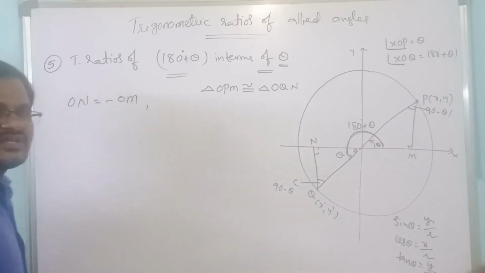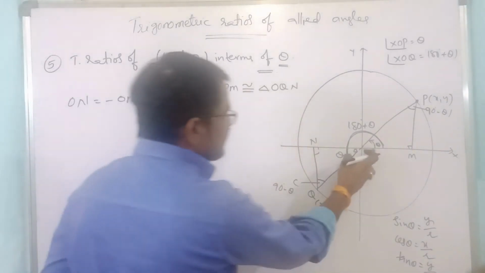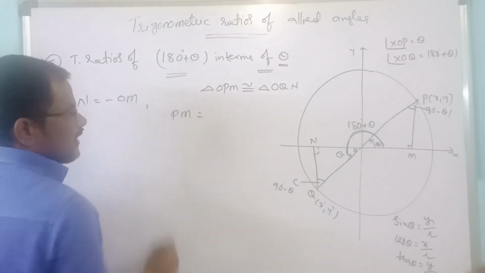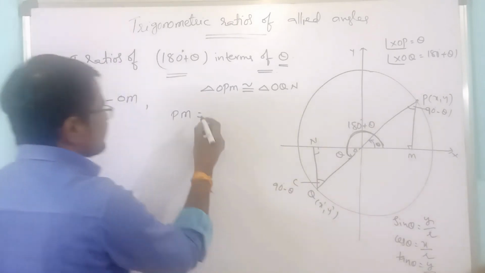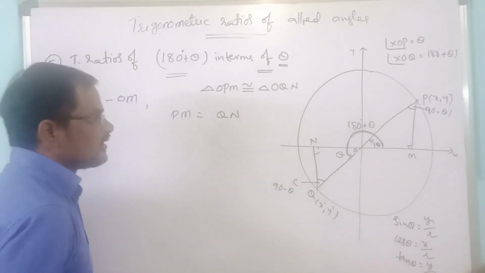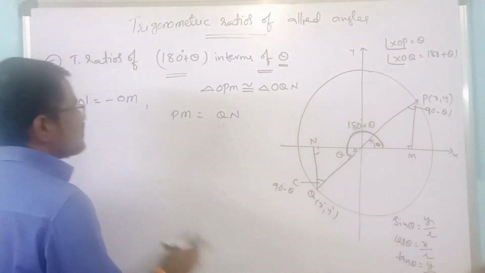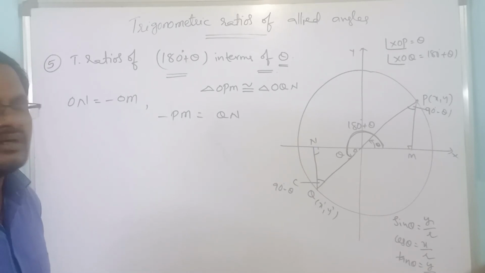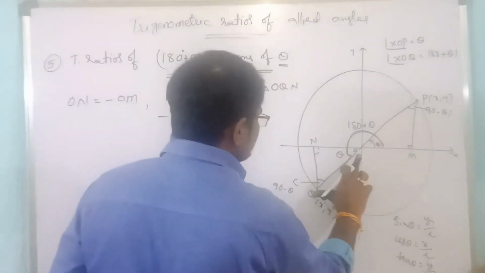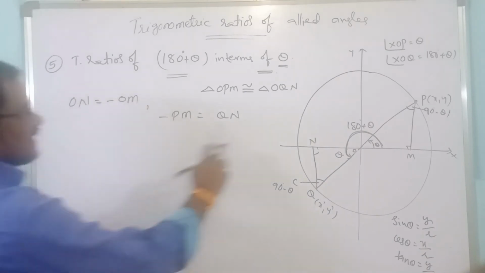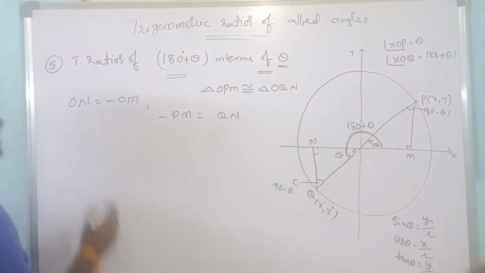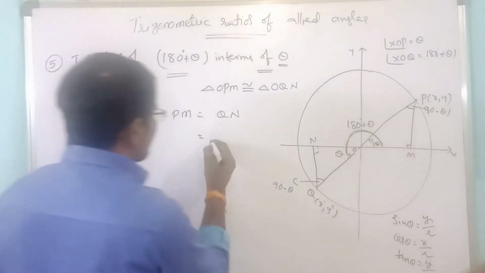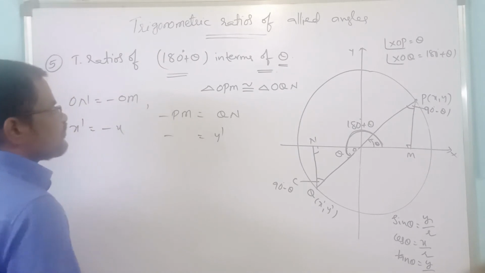Right? Next, here theta, here also theta. Opposite to this one is PM, and opposite to this one is QN. But this is negative and this is positive, so QN equals minus PM. Now OP equals OQ. Now ON is x dash equal to minus x, and QN equal to y dash equal to minus y.